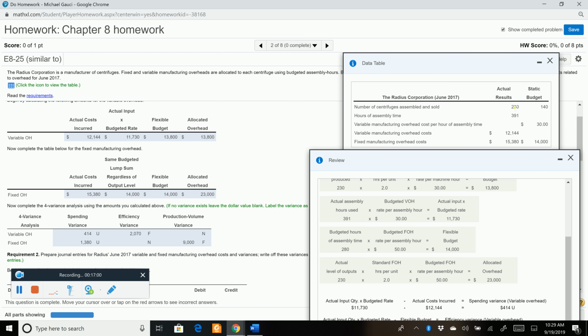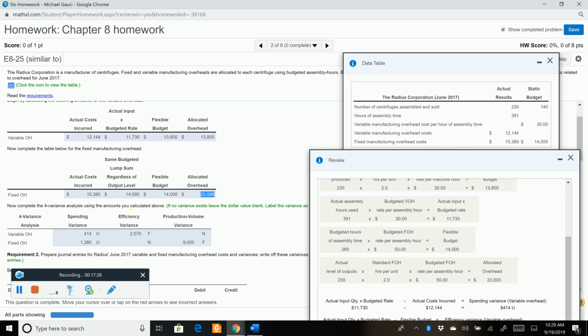How many units do we actually make? 230. Each takes 2 hours to make, so 230 times 2, and we will multiply the $50 per hour that I just calculated. So we're going to actually allocate $23,000 of fixed overhead. All right, that's a lot higher than the $14,000 budget that we had.